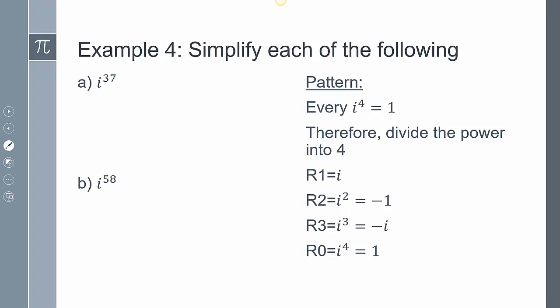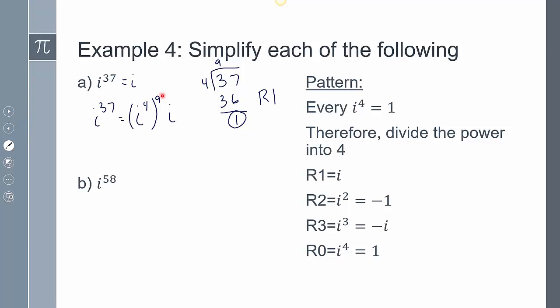So let's try that. So I have i to the 37th power. That means, with the shortcut, if I divide 4 into it, my remainder is 1. So interpreting this, if my remainder is 1, I know it's going to just be i. The reason being is that I can break it apart into i to the 4th power, because these are just turned into 1s.